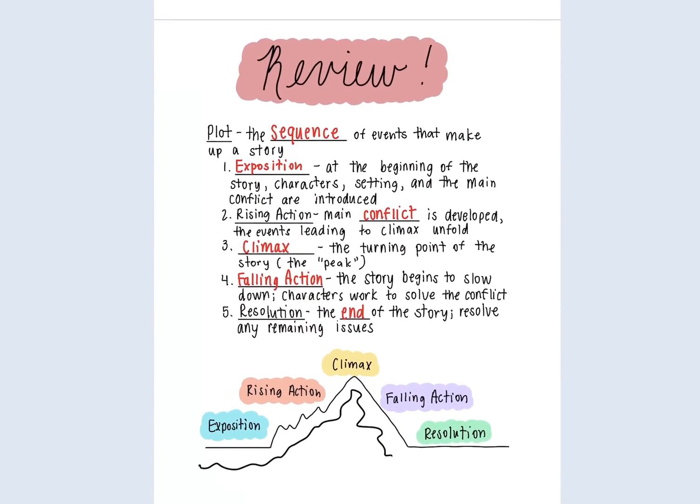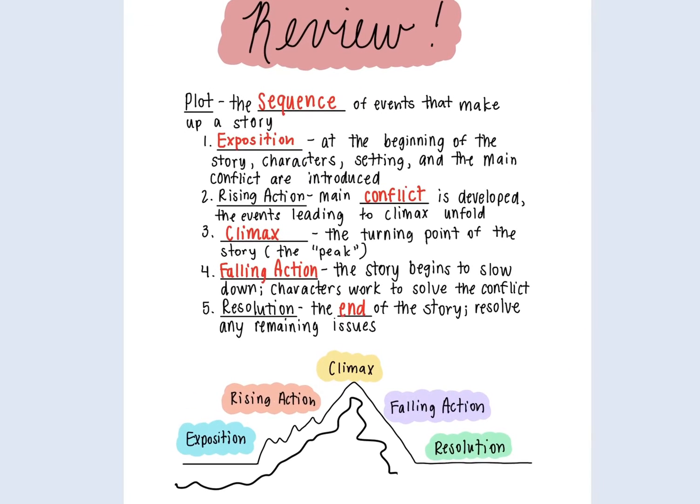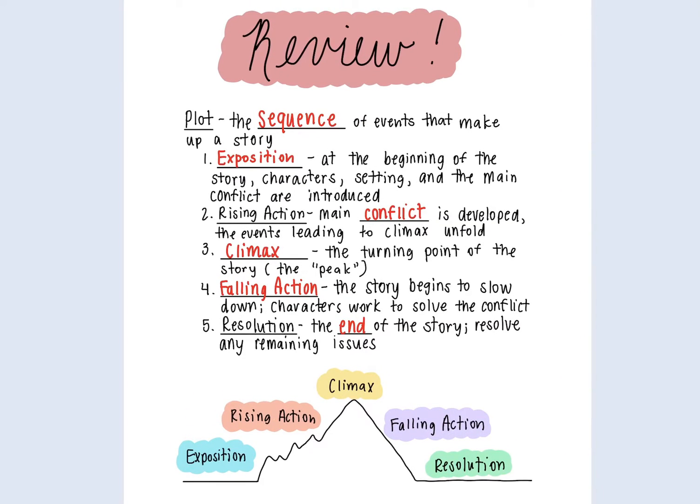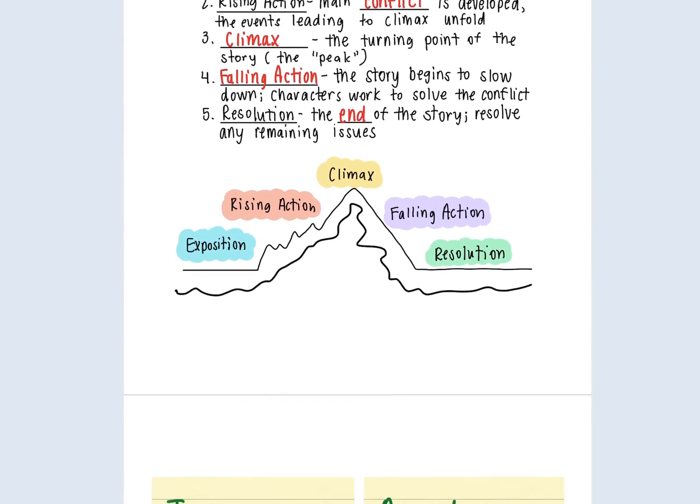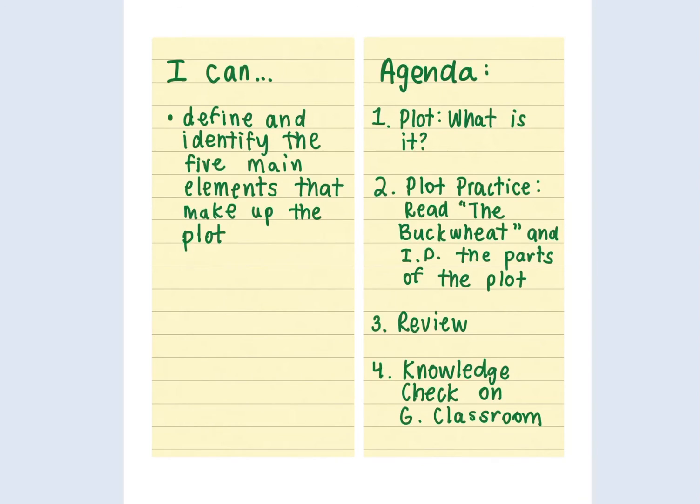Okay, before we wrap up today's lesson, let's do a quick review of what we have learned today. So the plot is the sequence of events that make up a story, and the elements of plot are the exposition, the rising action, the climax, the falling action, and the resolution. And we can use this little mountain as a reminder for how to keep track of the order of these elements. So hopefully you can, at this point, define and identify the 5 main elements that make up plot.